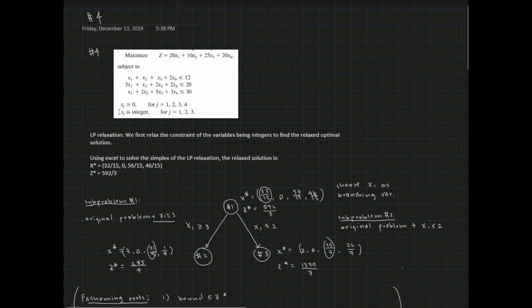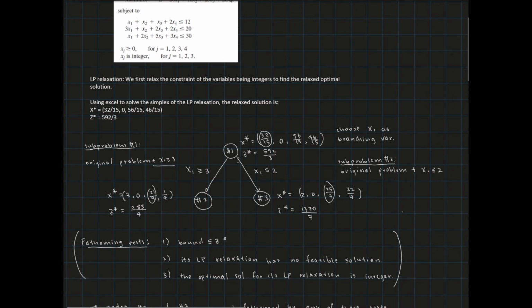So by ignoring this final constraint saying that x1 through 3 have to be integers, we can just use the simplex method to solve this problem. And I plug this into Excel to solve the simplex of the LP relaxation. And then I get this relaxed solution. Now this doesn't look very pretty. Obviously, the variables that need to be integers are not integers, but it's a great starting point. So let's make this our first node.